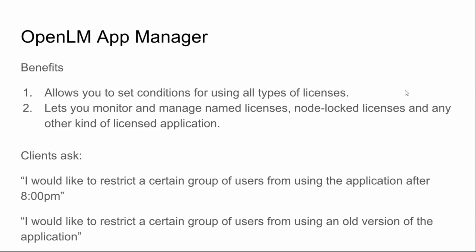The OpenLM App Manager allows you to track not only floating licenses, but also node locked licenses, named licenses, even applications which are not using a license or use different types of licenses which cannot be monitored by a license manager. So you'll be able to monitor and get reports on all types of licenses, all types of applications that run a process on the workstation.